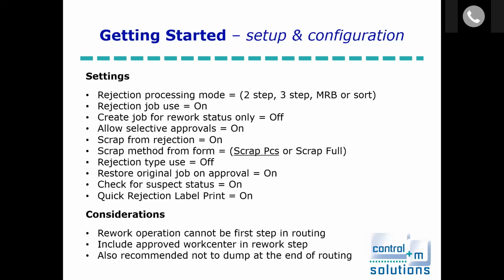This one is key, the scrap method from form setting. I would highly recommend using the scrap pieces method. So if we're going to scrap from a rejection form, it's saying, do we scrap the whole container or do we scrap pieces from the container?